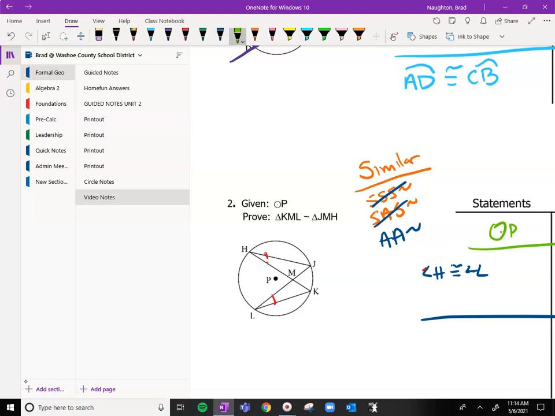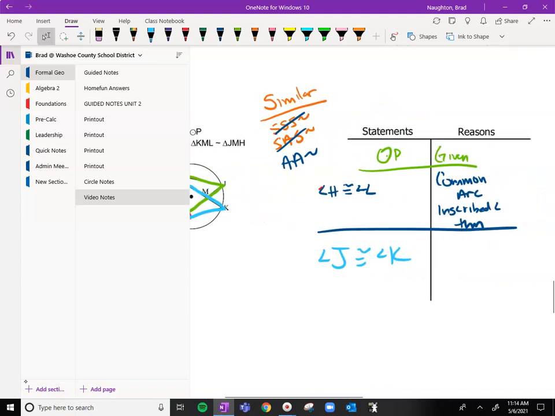Actually, let's take it up a notch. Let's do vertical angles. See, you could do vertical angles right there. But since we are in our circle unit, let's look at these arcs right here. They share on this one as well. So I could say that angle J is congruent to angle K. And that's the same thing, that common arc. Now again, if you did this beforehand and you did vertical angles, we're going to be just fine as well. So we have a lot of options for this one.